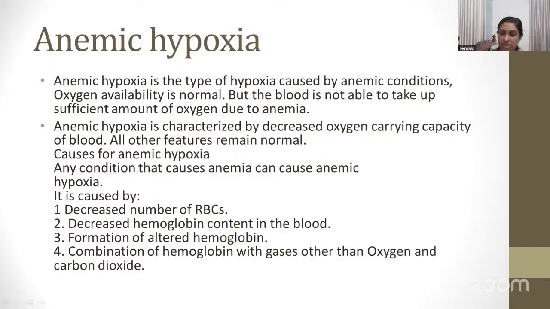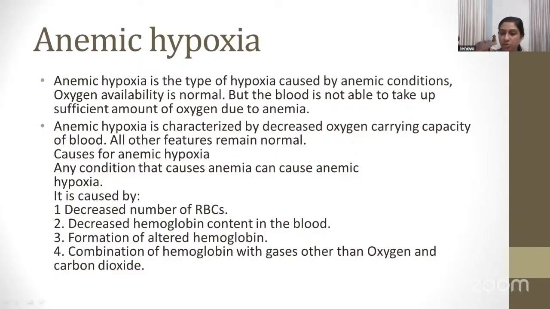Unlike hypoxic hypoxia, oxygen is available, but the oxygen carrying capacity of the body is impaired. Any condition that causes anemia can cause anemic hypoxia. So it is caused by a decreased number of RBCs, decreased hemoglobin content, or formation of some altered hemoglobin. In certain conditions, like thalassemia, the hemoglobin structure is altered.